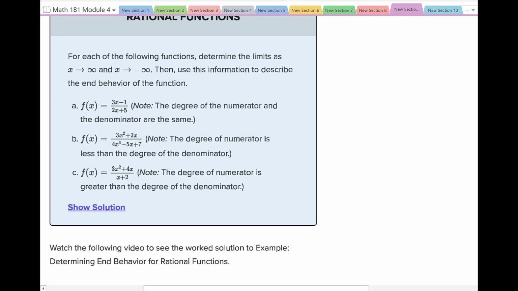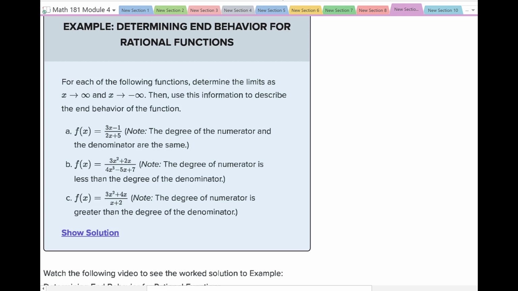So for each of the following functions, determine the limits as x goes to infinity and negative infinity, then use this information to describe the end behavior of the function. For this first one, they don't give me a lot of space to work over here, but these have the same power. So our limit as x goes to plus or minus infinity of 3x minus 1 over 2x plus 5 is just going to be 3/2.